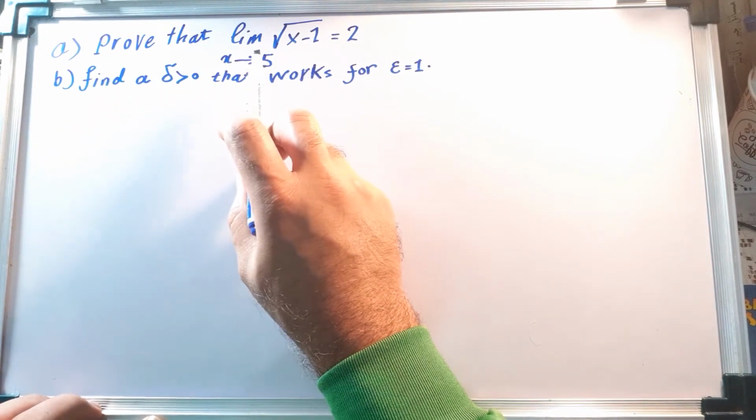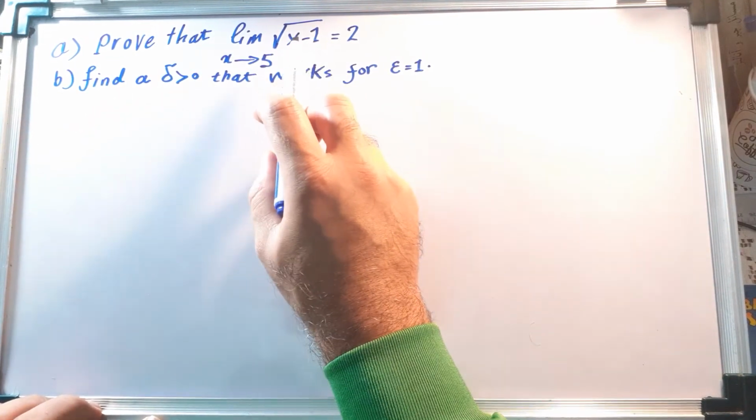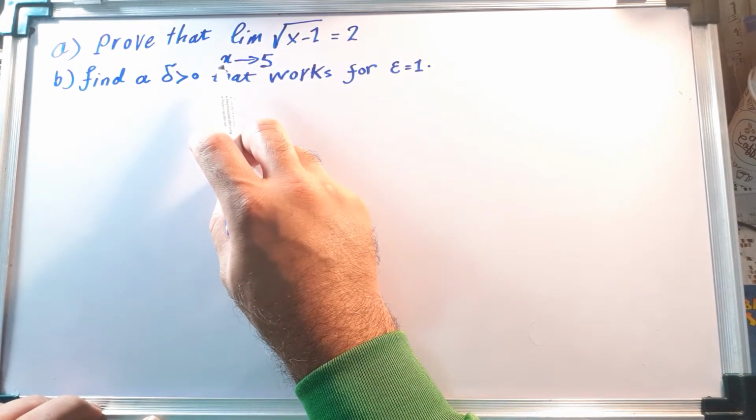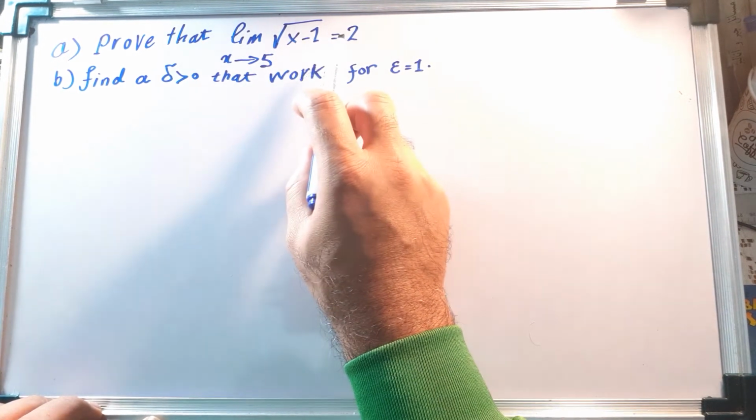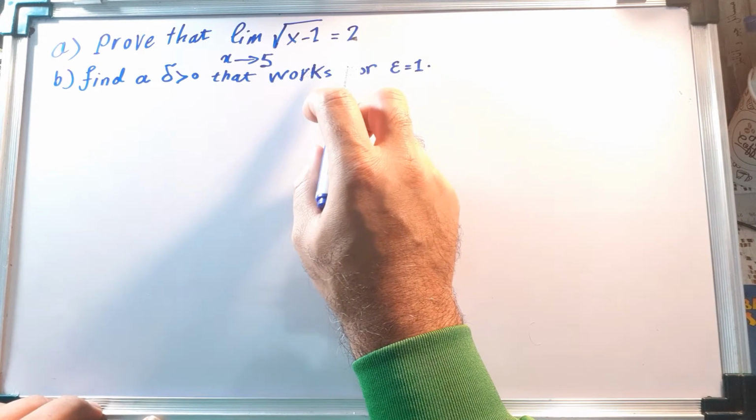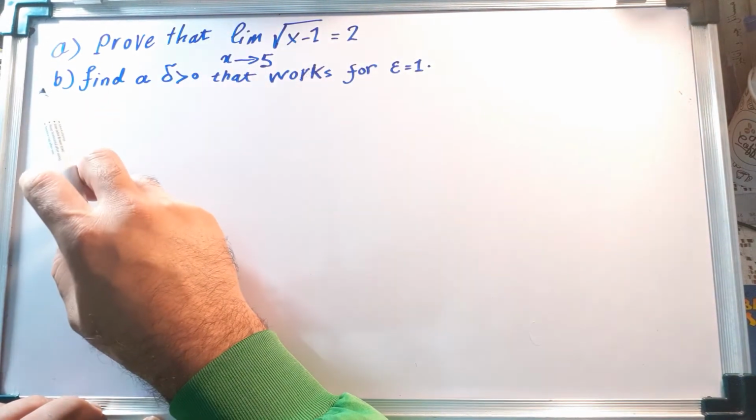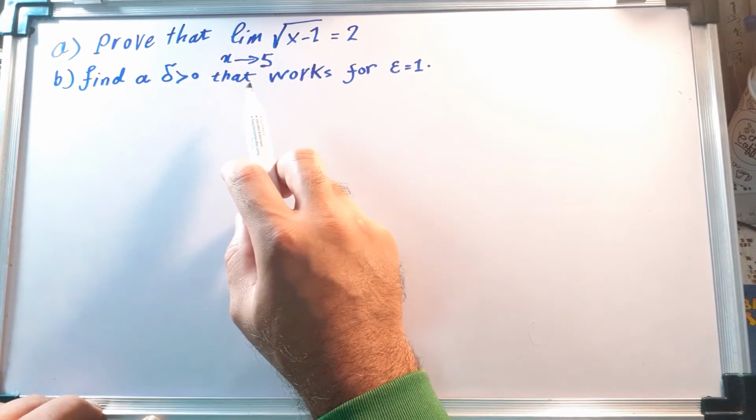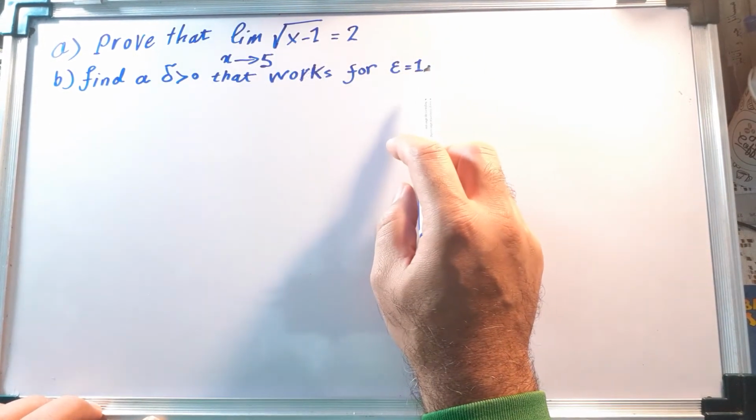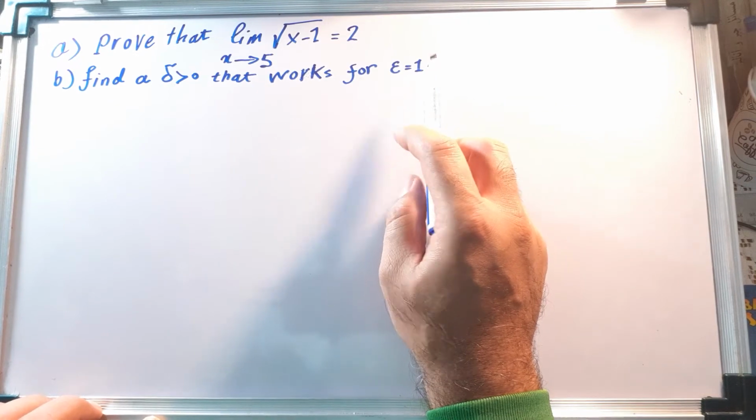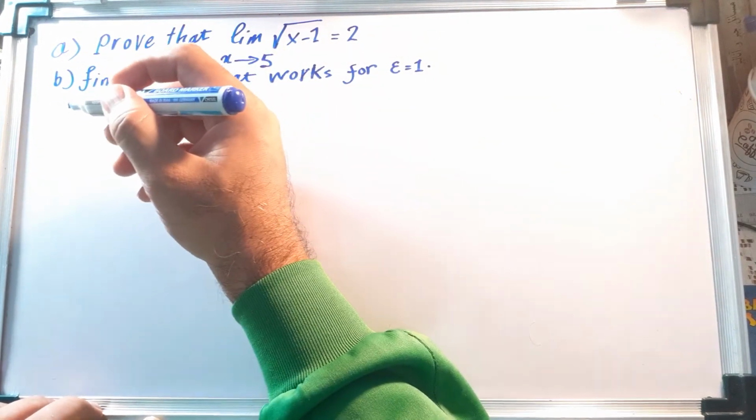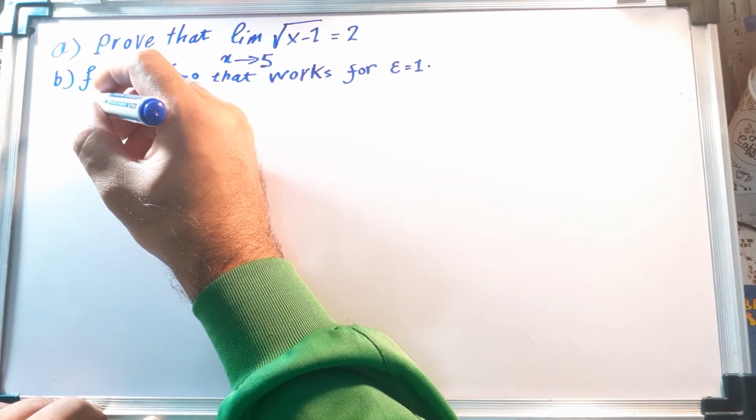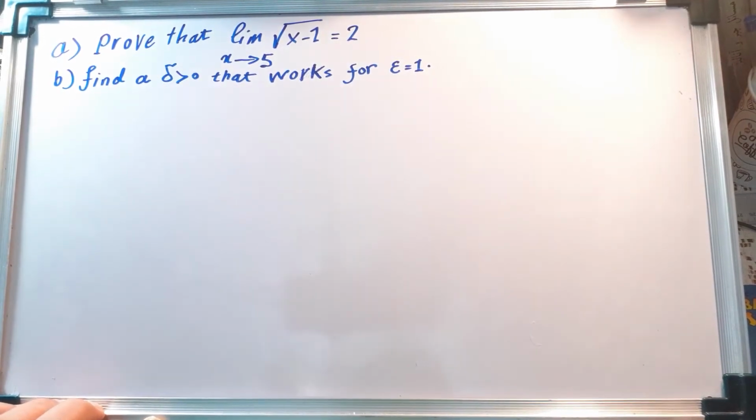Prove that limit of root of x minus 1 when x approaches 5 is 2. And then we will find a delta that works for epsilon equals 1. According to the definition of limit, precise definition of limit, we have this.